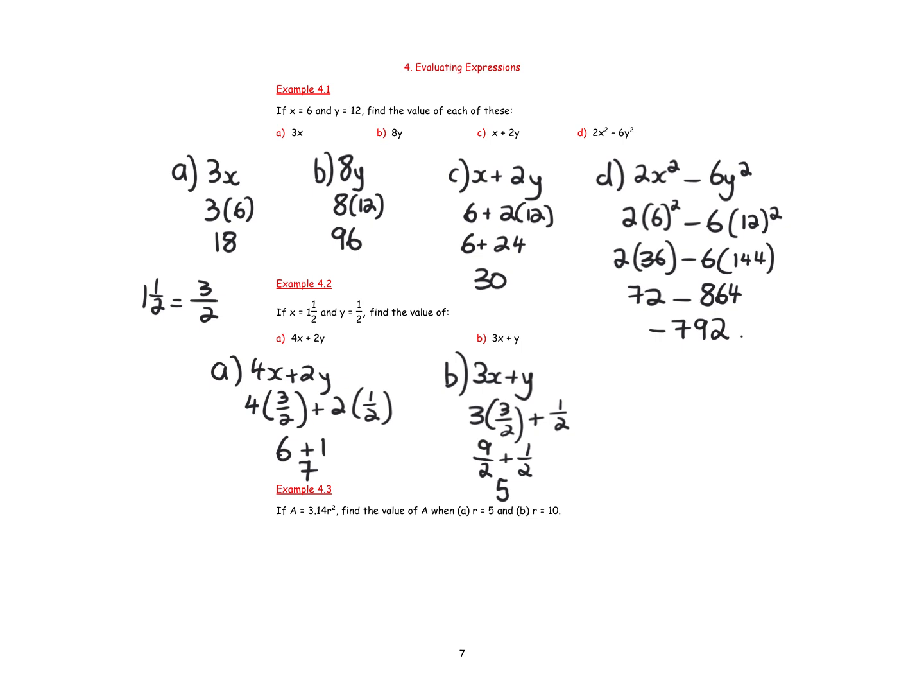In certain questions, they mightn't have x's, y's, or z's. They might have real-life types of questions, or formulas that you might be used to seeing. In example 4.3, it says if A is equal to 3.14 r squared, find the value of A when r is equal to 5 and r is equal to 10. You might have spotted that A equal to 3.14 r squared is very similar to the area of a circle formula. However, all they've done here is they've replaced pi with 3.14, which is usually used as an approximation for pi. All we have to do in this case is the exact same as what we've done before.